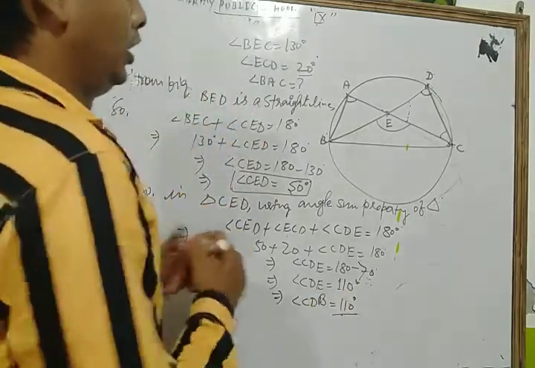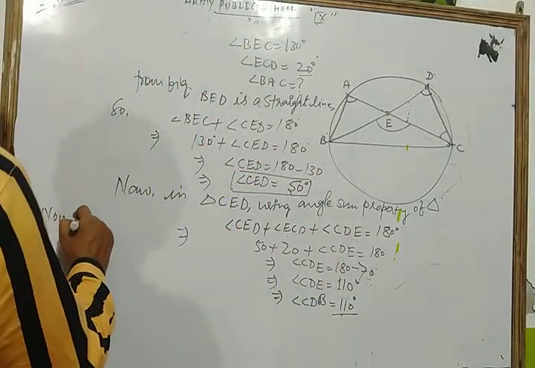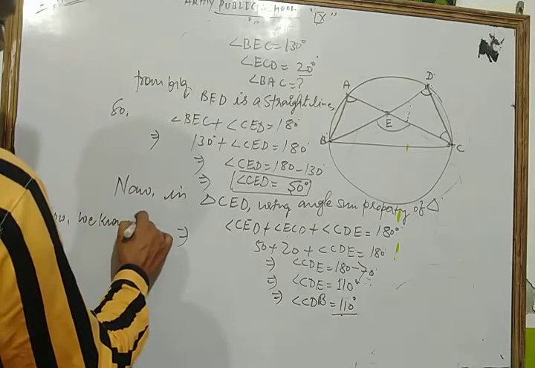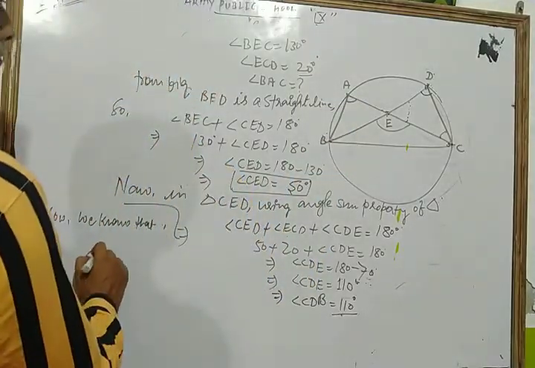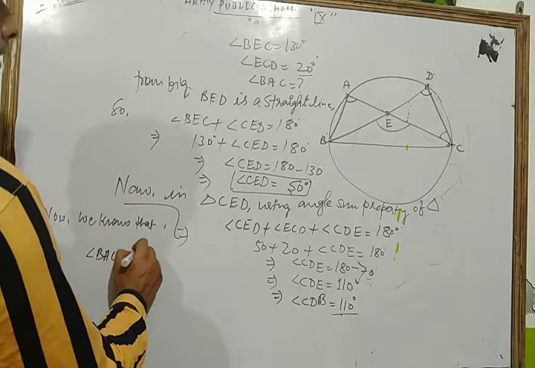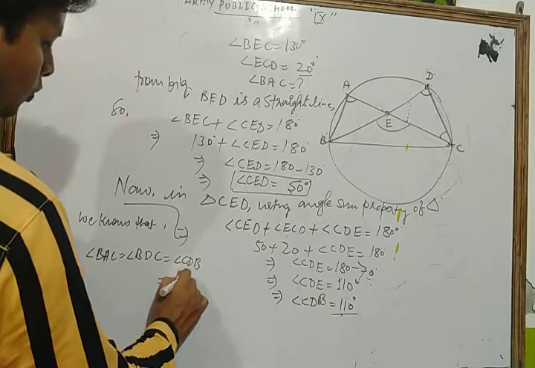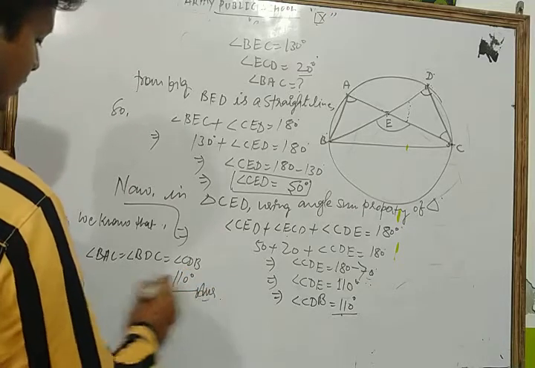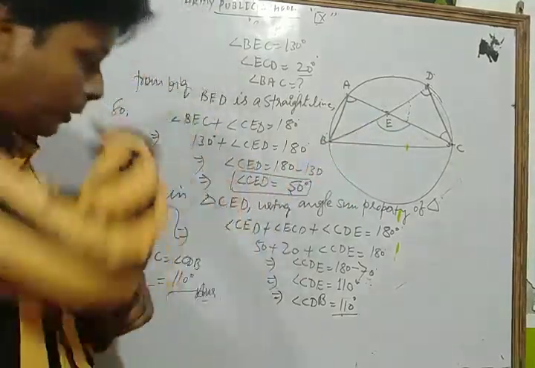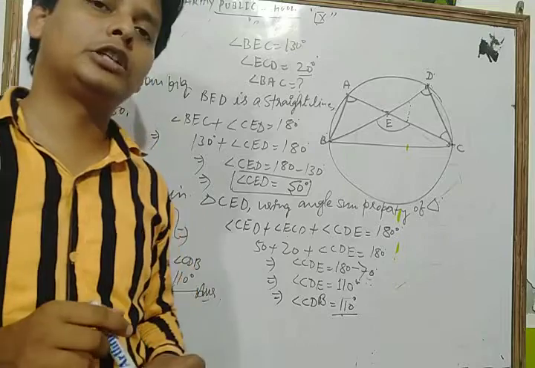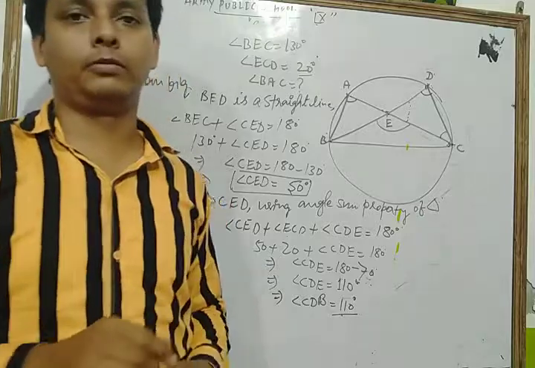Now by theorem we know that angles in the same segment are equal. So angle BAC is equal to angle BDC or angle CDB, which is 110. So this is our final answer. So angle BAC is equal to 110 degrees. So dear students, in this way we find that angle using the theorem of that chapter.